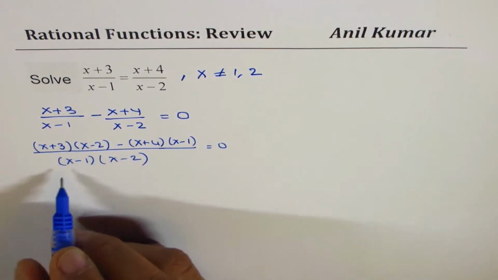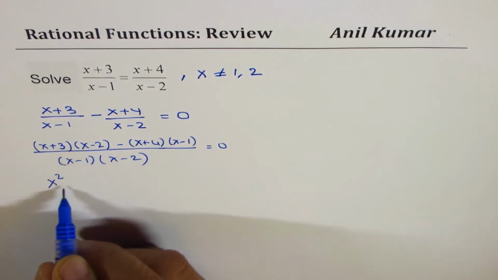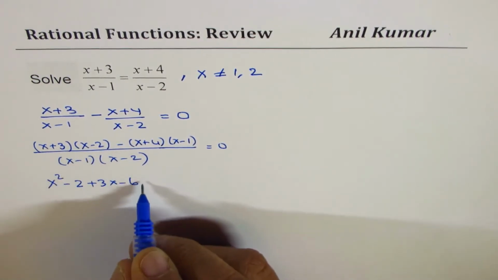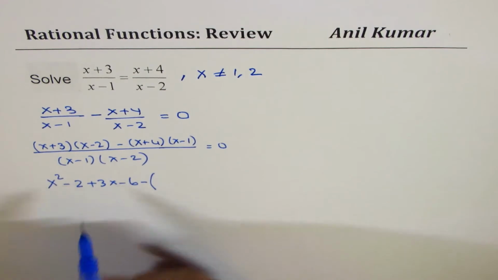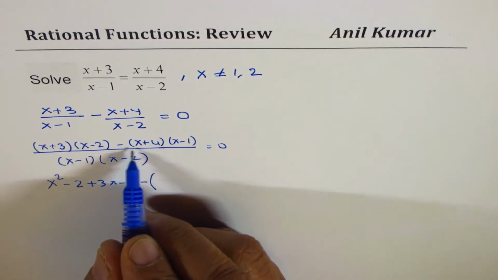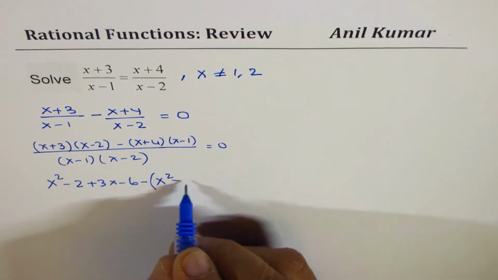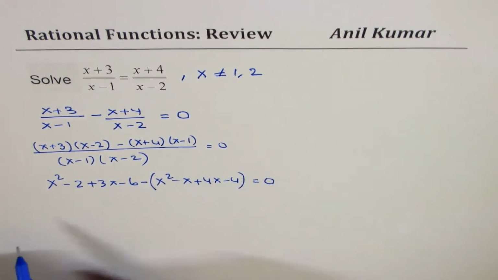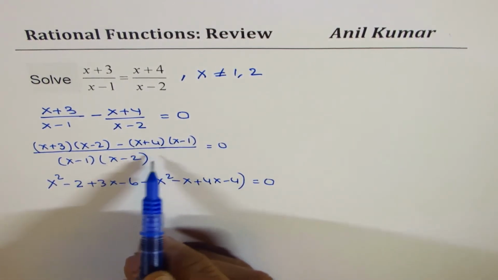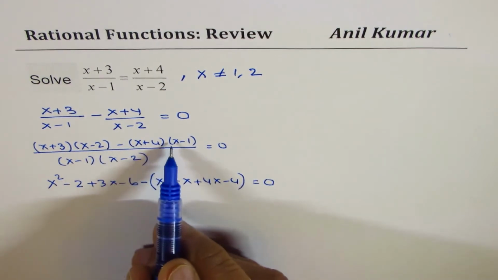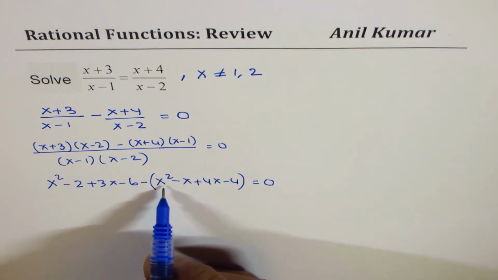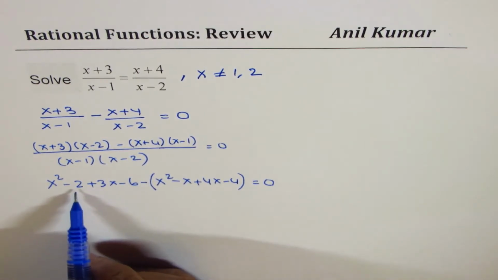So x times x is x squared, minus 2x plus 3x minus 6, minus all this, let me put it in brackets since there is a negative here. So we get x squared minus x plus 4x minus 4 equals 0. For this rational function to be 0, the numerator should be 0, correct? So we can simplify this. x squared minus x squared is 0. So we get minus 2.